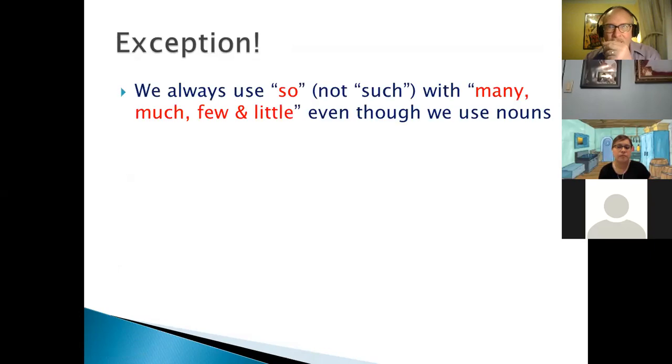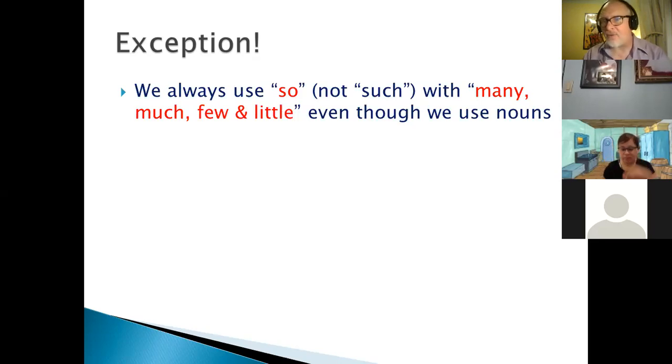But when we have many, much, few, and little, we use so. So many, so much, so few, so little. And you remember from level 1, we learned about many, much, few, and little, right? Many for the countable. So I say, I have so many pickles that I don't know what to do with all of them.